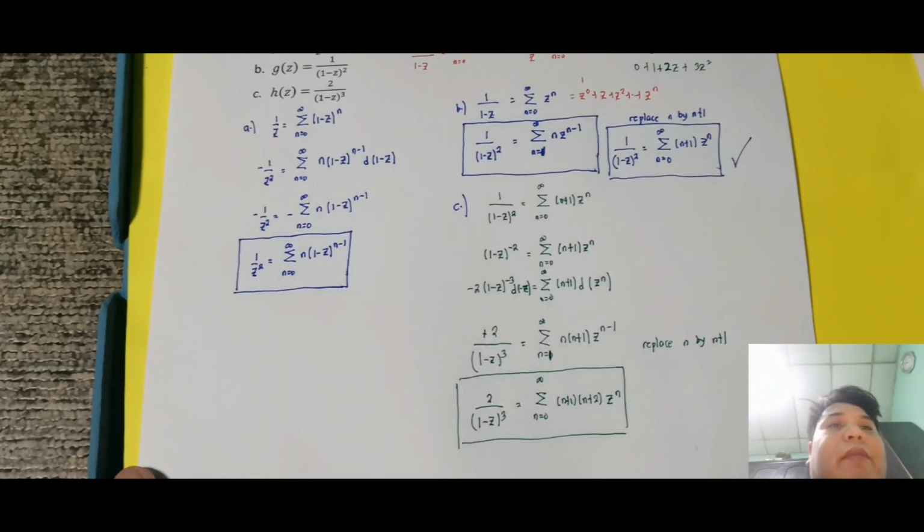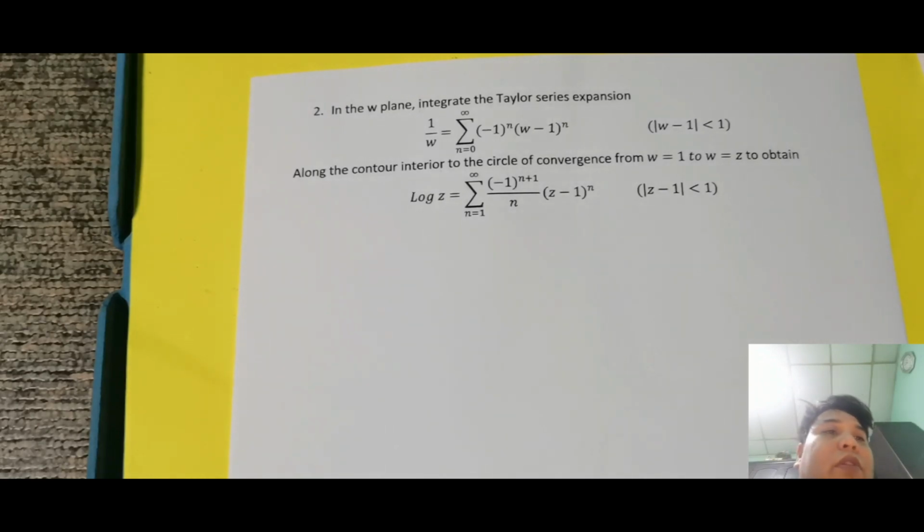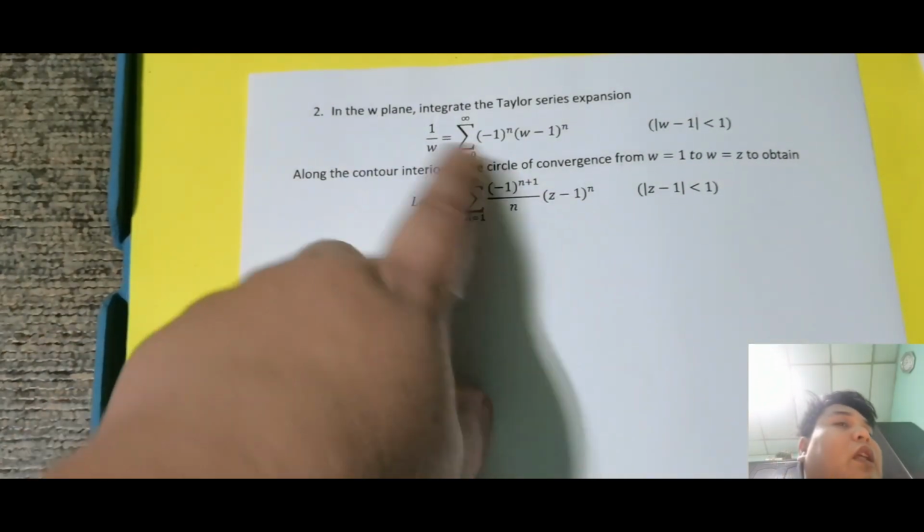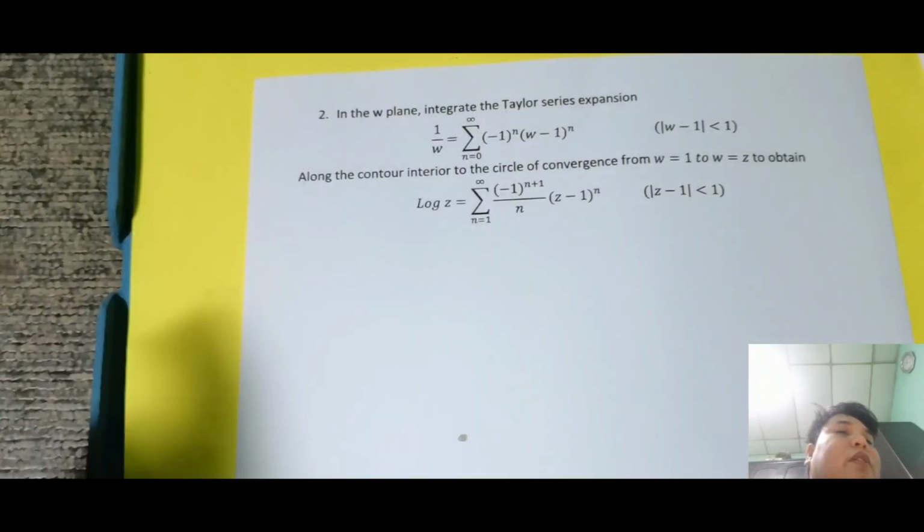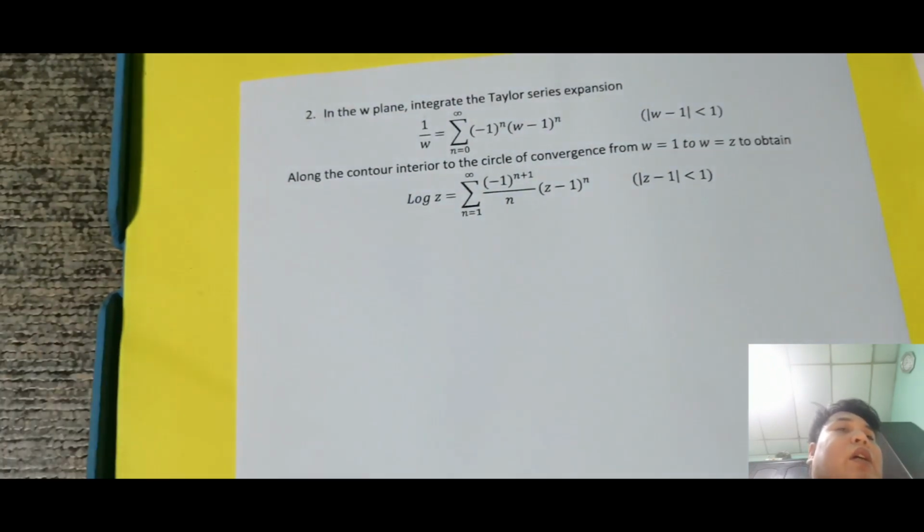So, tayo naman mag-integrate. Okay, so for number 2, in the W plane, integrate the Taylor series expansion 1 over W is equal to summation for n equals 0 up to infinity of (negative 1) raised to n times (W minus 1) raised to n, for kanyang radius of convergence or circle of convergence |W minus 1| less than 1, along the contour interior to the circle of convergence from W equals 1 to Z. So, kunwari, pag integrate daw natin, ito dapat yung ma-obtain natin. Okay, so in which mapapalitan natin yung ating W, so para mapupunta siya sa Z-plane.